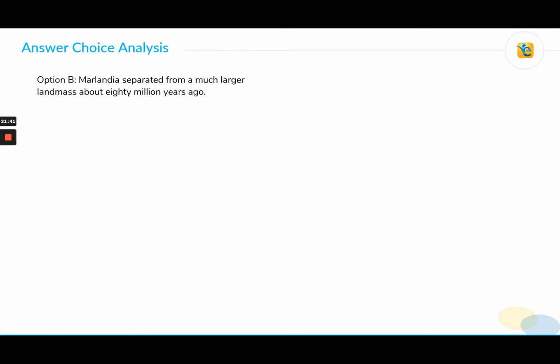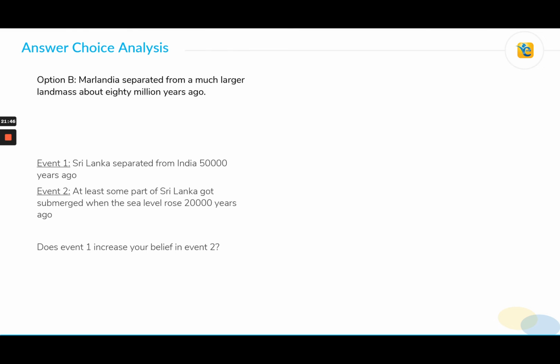Now, let's take a small detour. Let's do this exercise. There are two events that are of interest here. Let's say event 1 is Sri Lanka separating from the Indian subcontinent, let's say around 50,000 years ago. In reality, it's much earlier than that, but let's say 50,000 years ago. That's event 1. Event 2, at least some part of Sri Lanka got submerged when the sea level rose 20,000 years ago. So at a much later date, fundamentally.